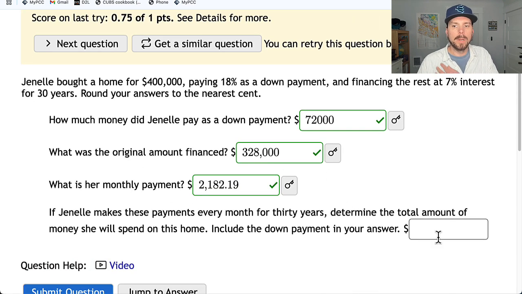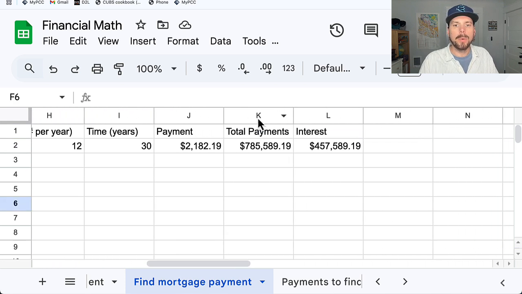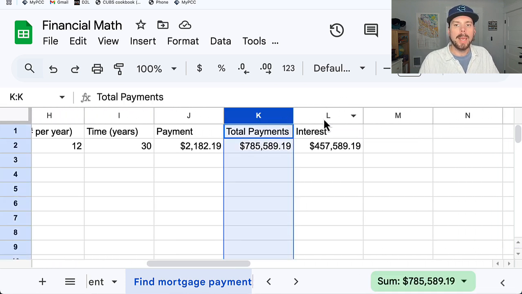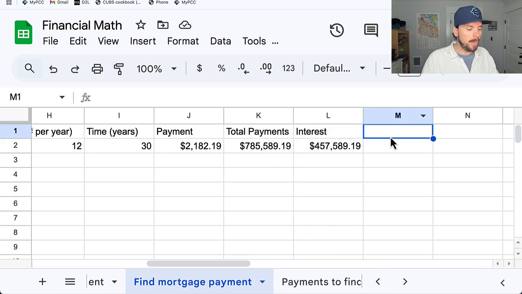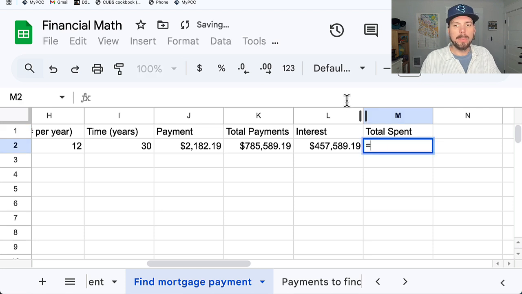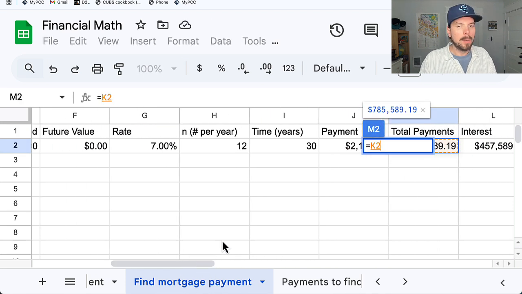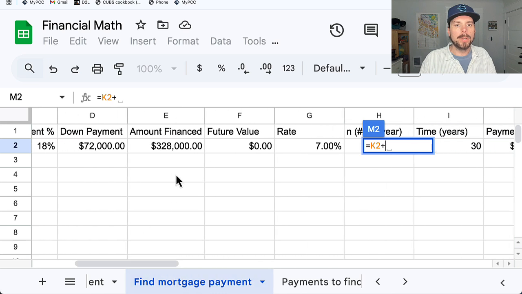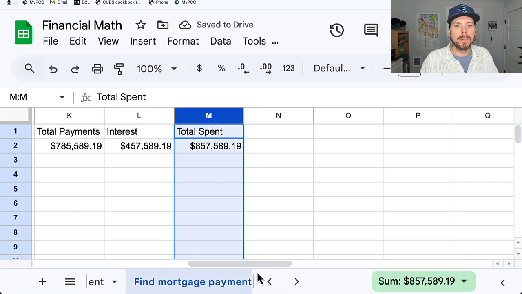And then we're going to figure out the total money spent on the home for the last problem. We've got total payments there, and the interest will be accurate based on that, but we don't have the total spent. The total spent will be the total of the payments, which I already calculated, plus the original down payment, which is easy to forget about.